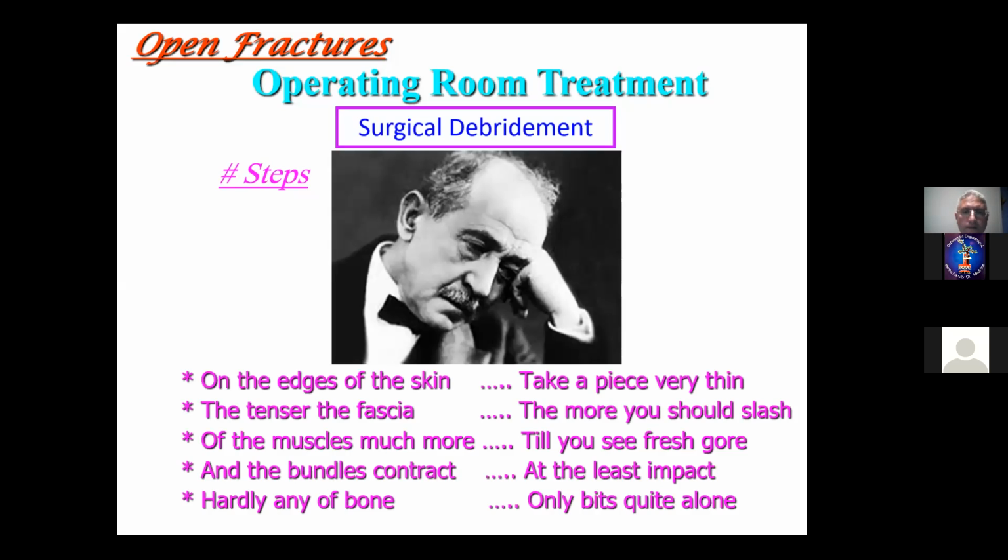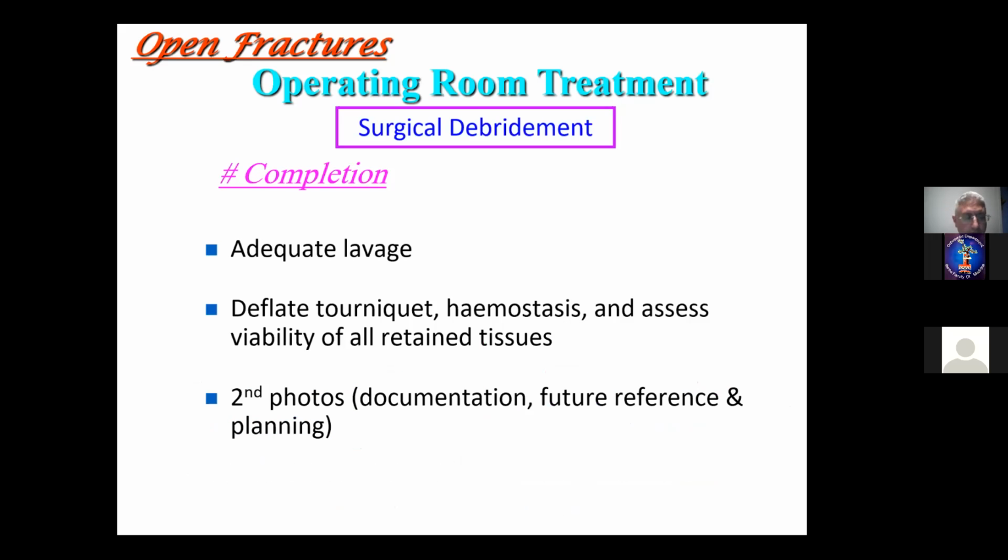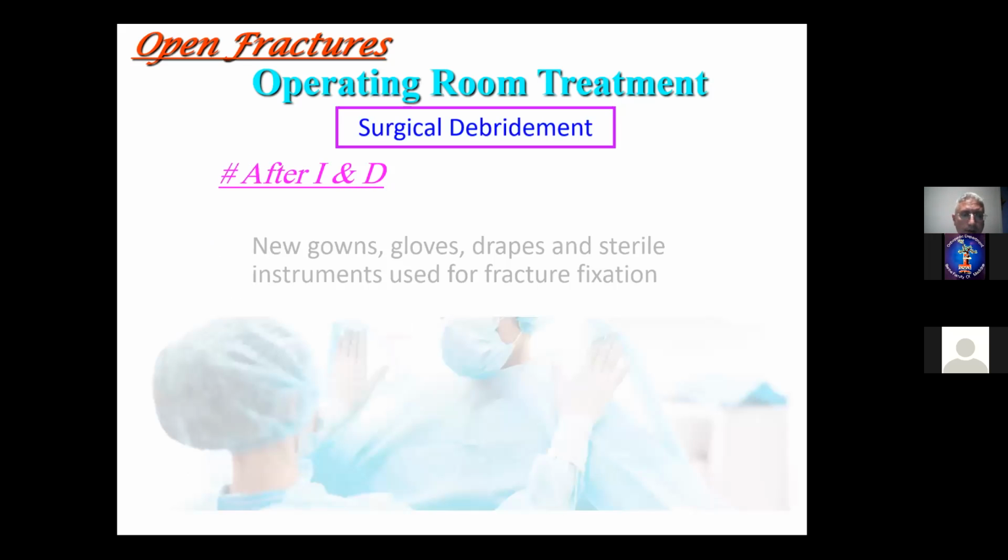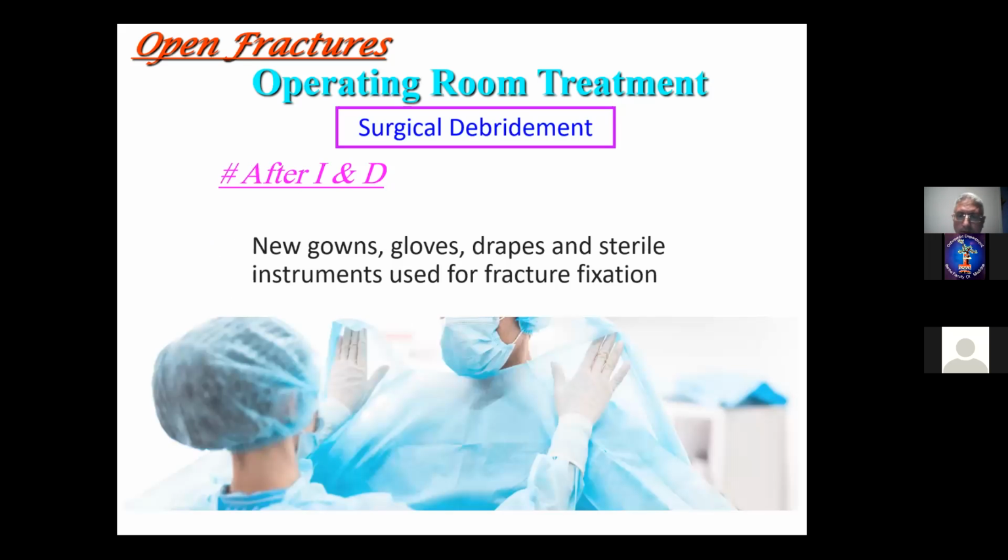Upon completion of the debridement, we should do adequate lavage, deflate the tourniquet, secure hemostasis, and assess the viability of all retained tissues, and take second photos for documentation, future reference, and planning of management. After irrigation and debridement, new gowns, gloves, drapes, and sterile instruments should be used for fracture fixation. This is the second stage.